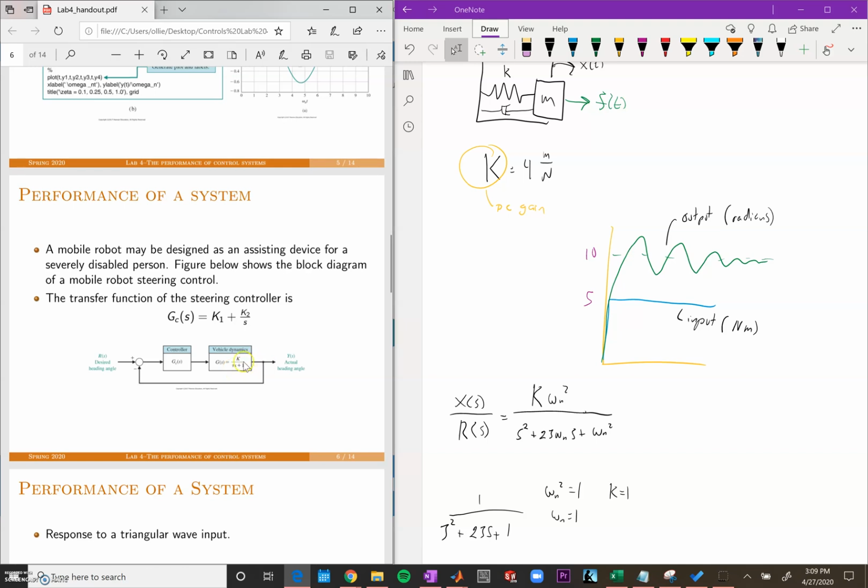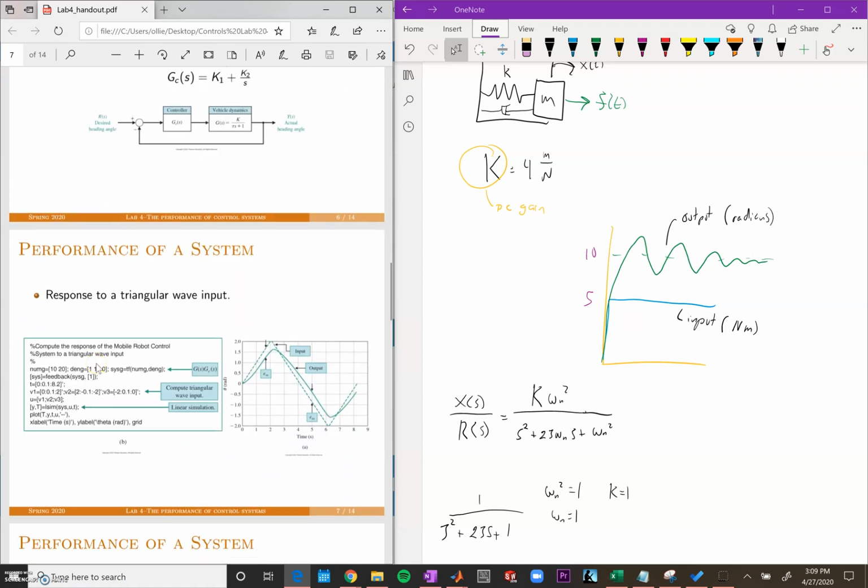That means that if you say go here, then it's going to exponentially approach it. That's what a first order system looks like. It kind of looks like this, and you're getting there, and you're pretty much there. There's no oscillating.